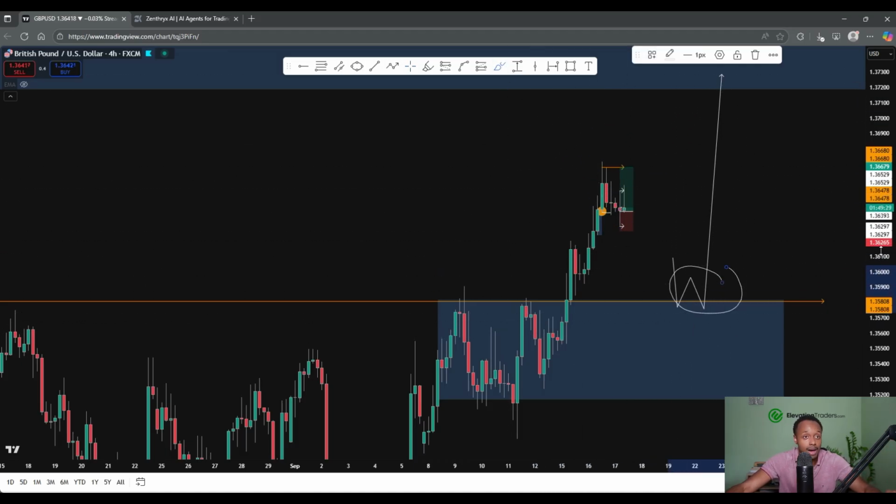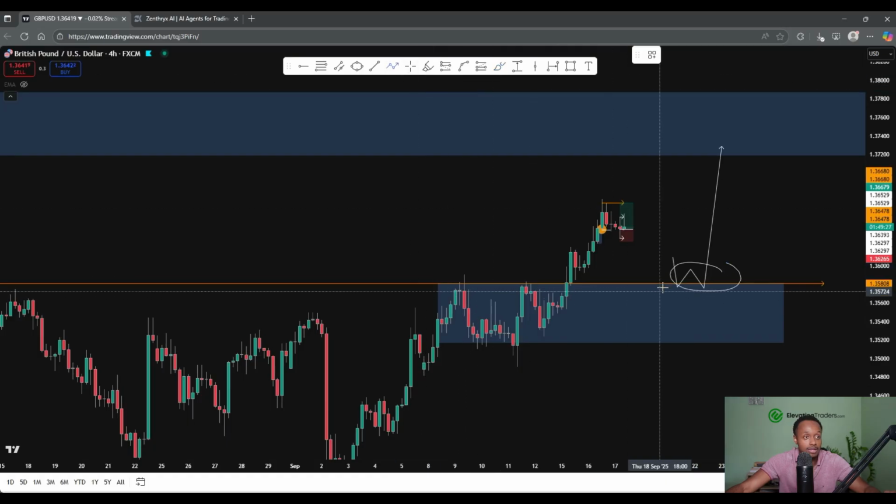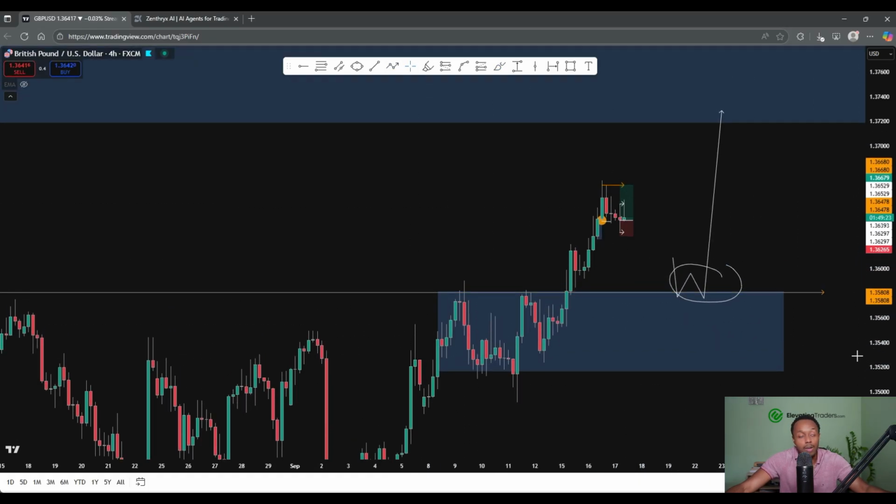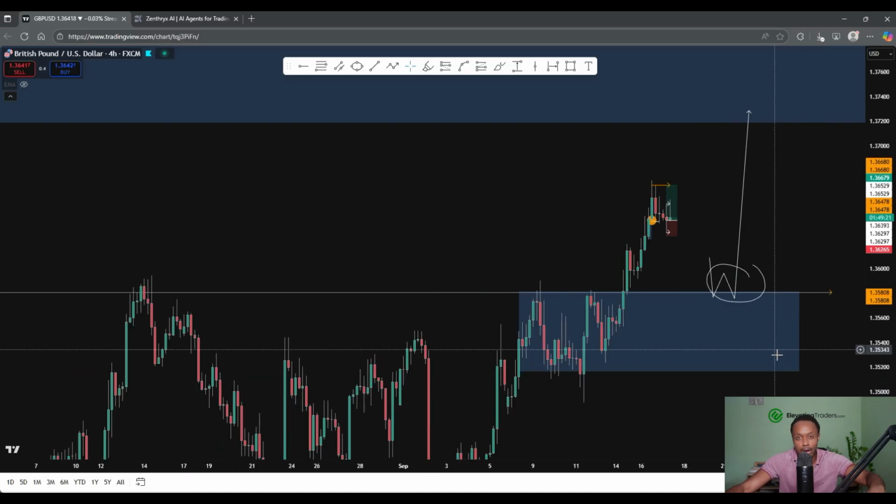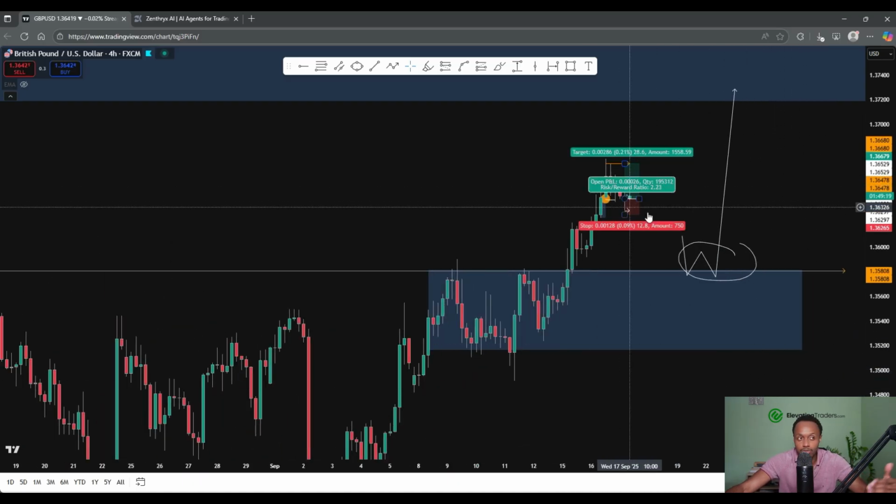I will stay bullish in pound as long as price stays above this area. If we start to break below, I will become neutral. I wouldn't shift my bias to bearish, but I would lose confidence in that bullish bias. So for now, very bullish.